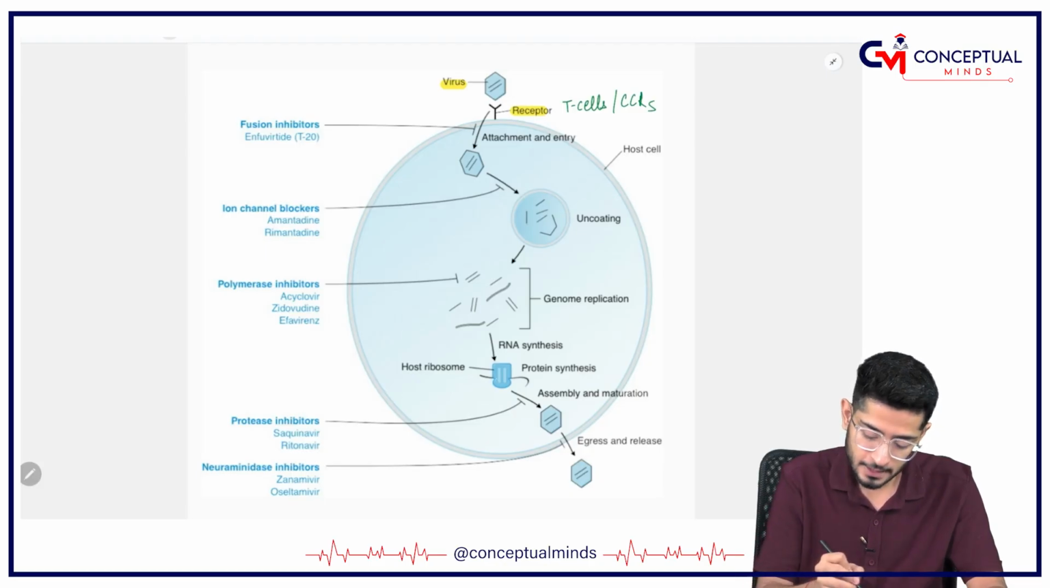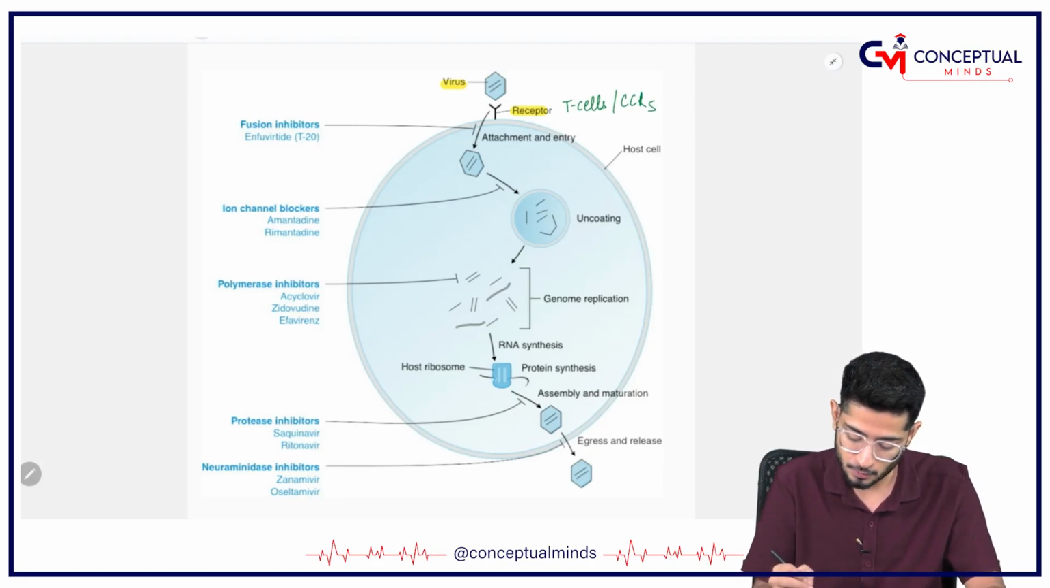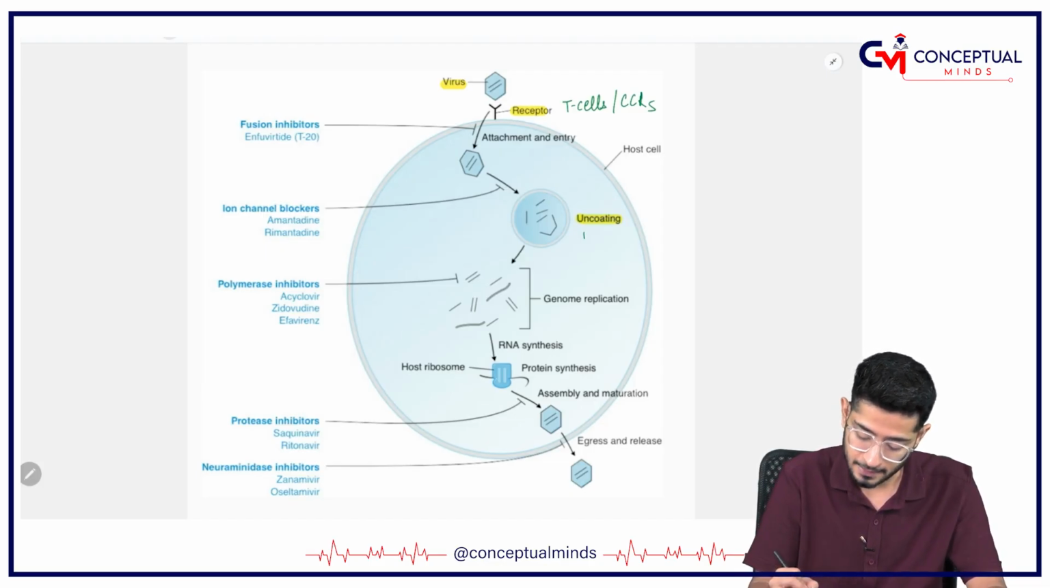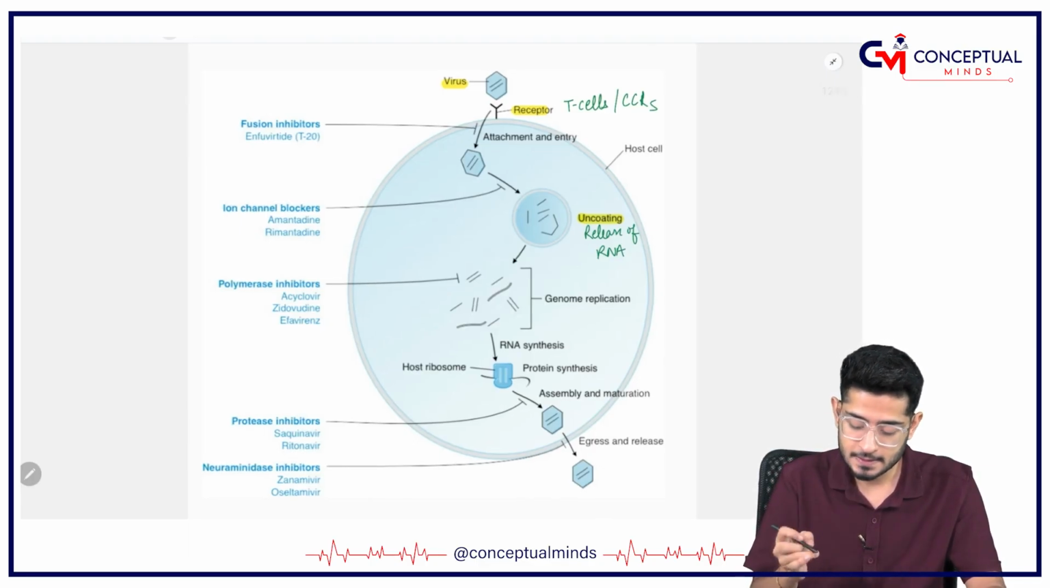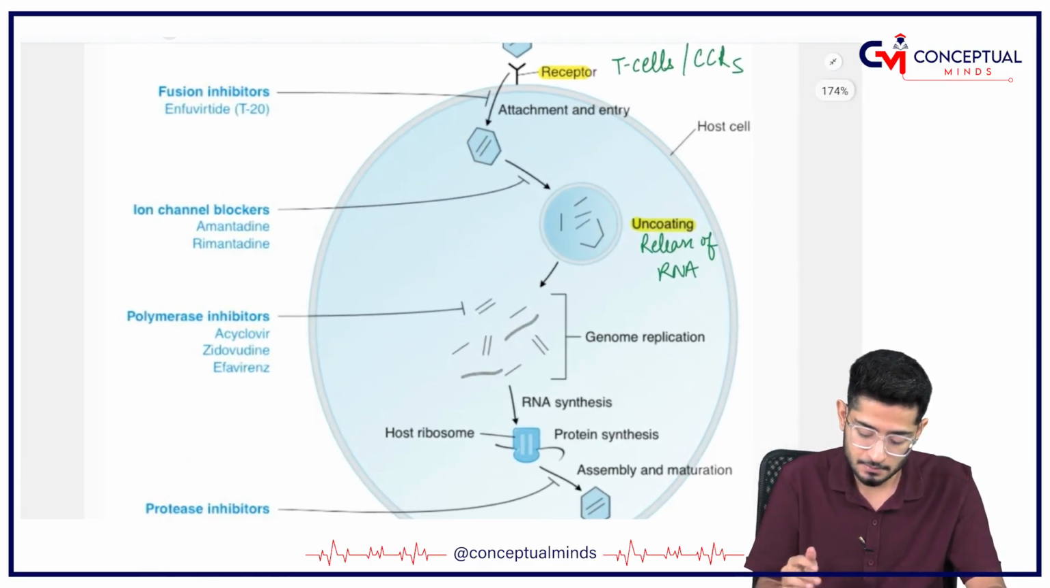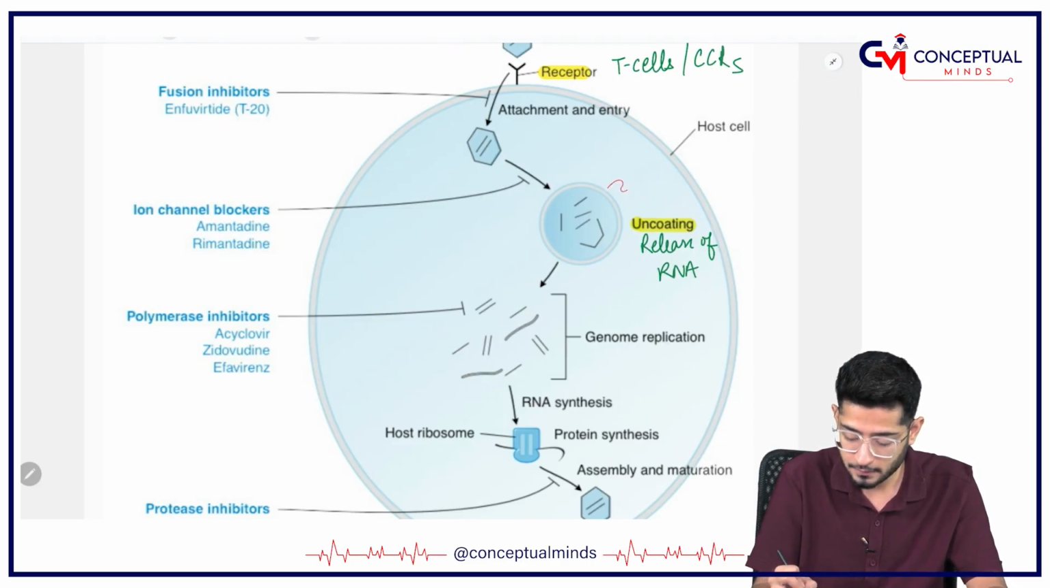Okay. Then after that, once it is attached, what it is going to do? It is going to do uncoating. What is uncoating? Uncoating means the release of RNA. Okay, release of RNA. And this process actually requires some ion channels. Okay, so the process of uncoating, the release of this one, requires ion channels to work.